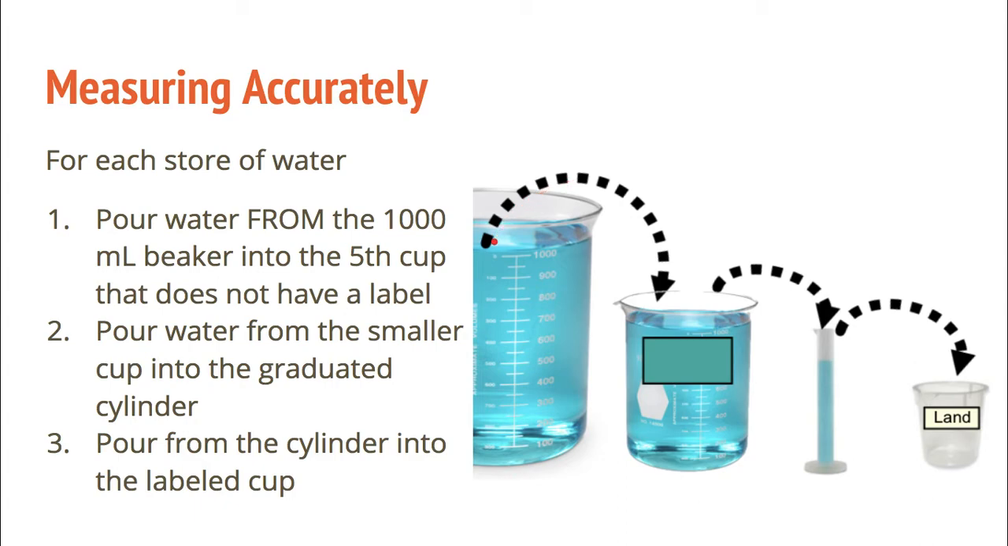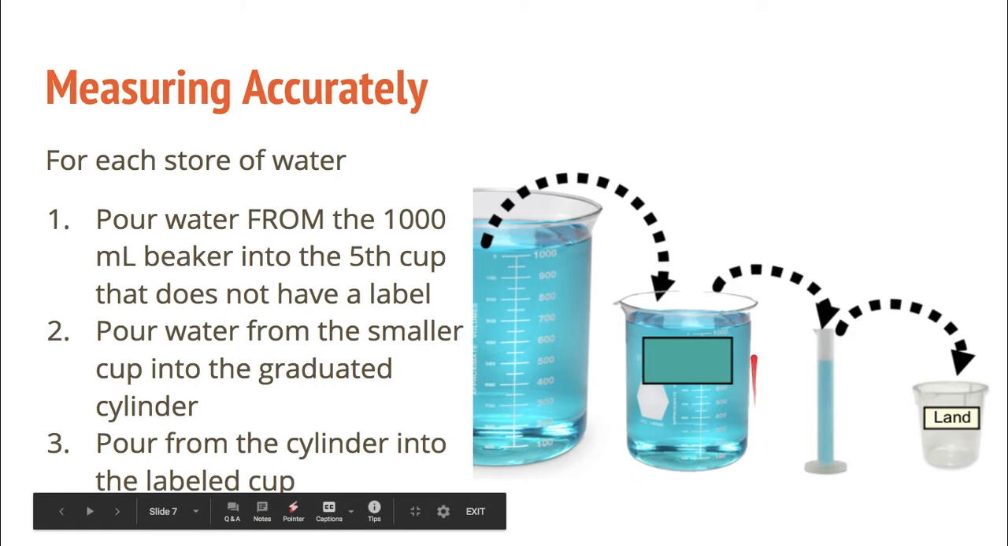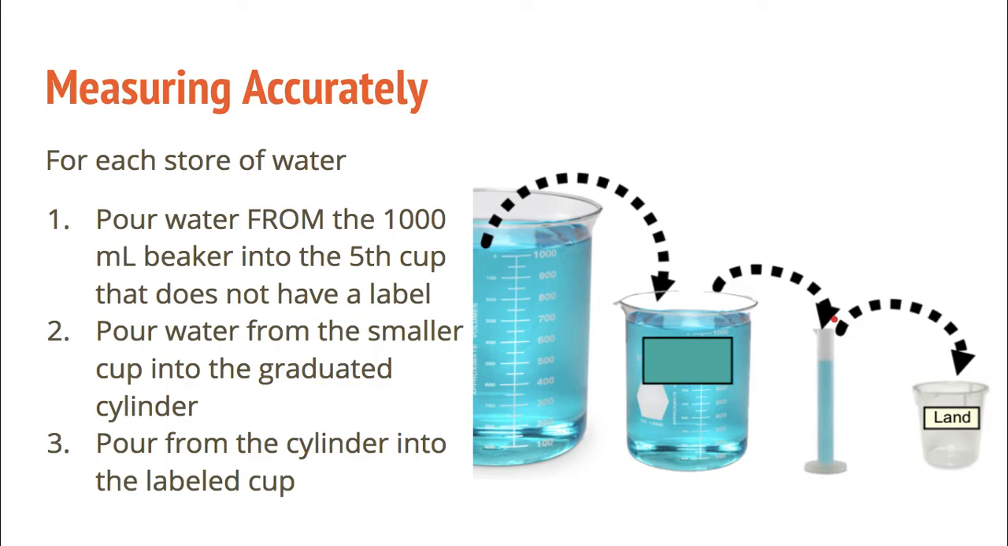In order to measure accurately, you're going to want to follow these steps. Pouring out of the 1,000 milliliter beaker is really hard. What I'd like you to do is pour water from the big beaker into your 5th cup, the one without the label. This is going to be your pouring beaker. It'll allow you to pour slower and a bit more accurately. You're going to pour water from that 5th beaker into the graduated cylinder to the correct volume. And from there, you'll pour water into the cup that you've labeled.